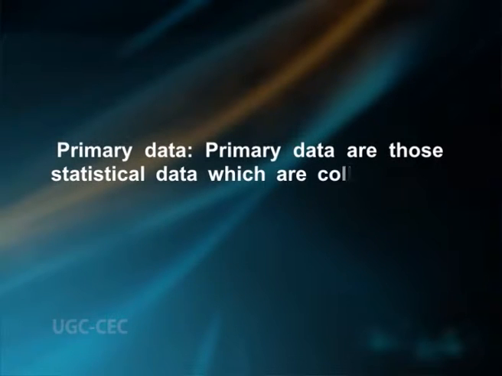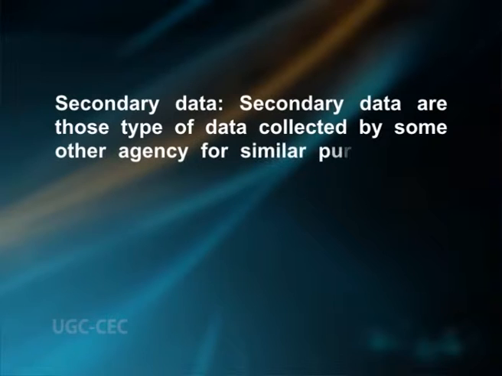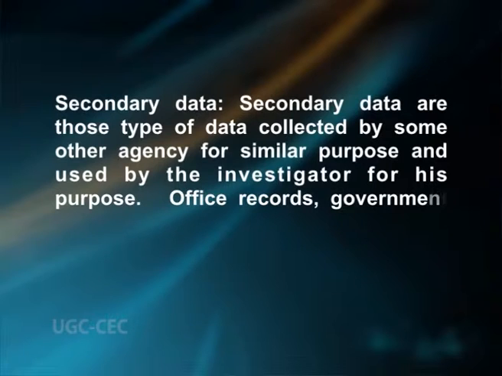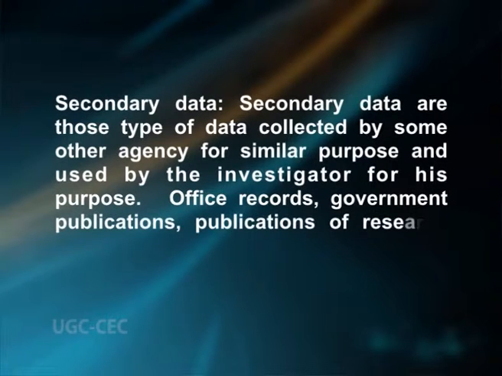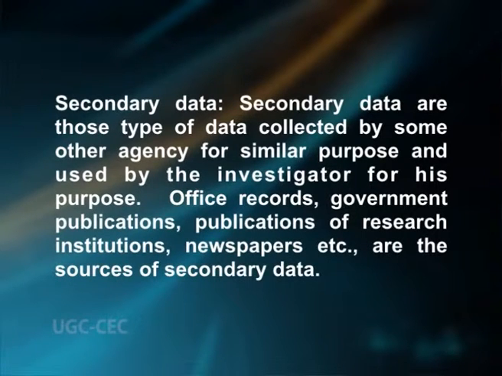Primary data. Primary data are those statistical data which are collected for the first time and are original in nature. The investigator or the enumerators appointed by him collect data directly from the units of the population to perform their statistical analysis. Secondary data. Secondary data are those type of data collected by some other agency for similar purpose and used by the investigator for his purpose. Office records, government publications, publications of research institutions, newspapers, etc. are the sources of secondary data.